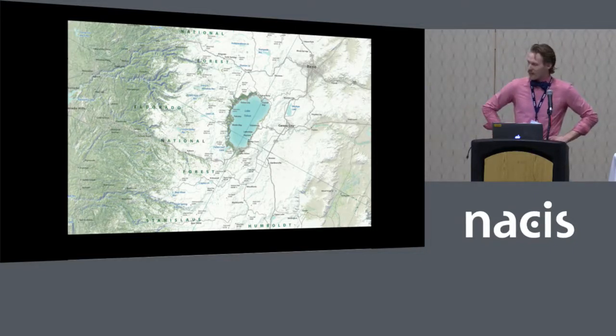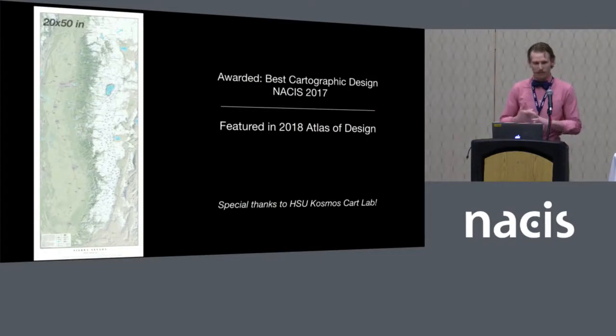So I spent a lot of extra time after that. The first part was just the terrain, and then the 50 plus hours were of labeling like 100 peaks. I was very happy with the way it turned out. It was awarded Best Cartographic Design last year in Montreal, and it's also featured in this year's Atlas of Design.